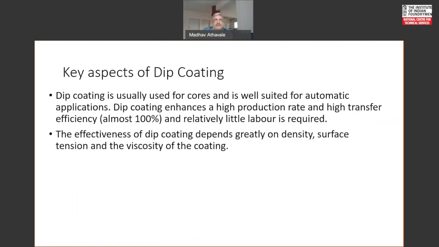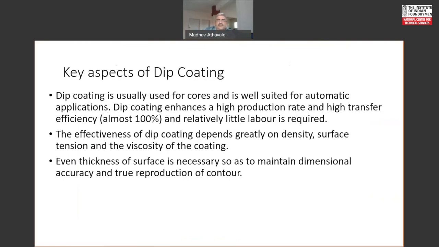Now, what are the key points? The effectiveness of the dip coating process depends greatly on managing the density, the surface tension, and the viscosity of the coating. That means wettability, viscosity, and density. Density is a surrogate measure for how much is the filler content. Surface tension is the measure for wettability of the coating, and viscosity is the ease with which the coating will cover, the ability to cover the pores.